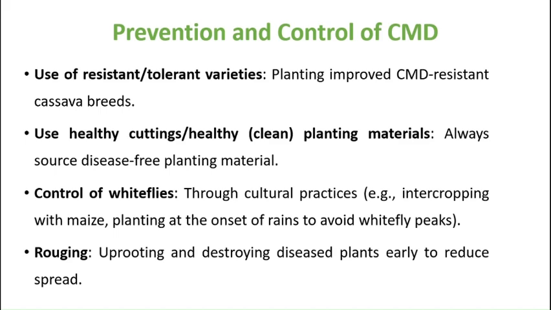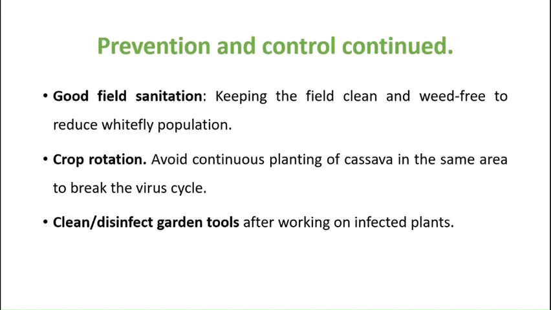Next is control of white flies, and that is through cultural practices. One is intercropping, and the most common plant that can be intercropped with cassava is maize. Secondly, early planting, basically when the rains have just started, to avoid the peak when the white flies become very many. By that time, your cassava will already be at the harvesting stage. Then rouging: you uproot and destroy diseased plants early to reduce the spread.